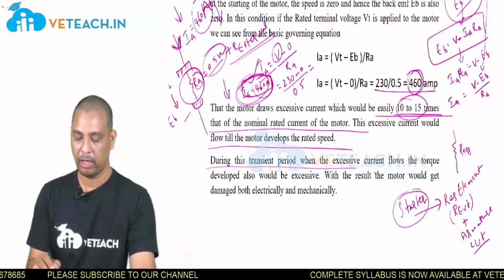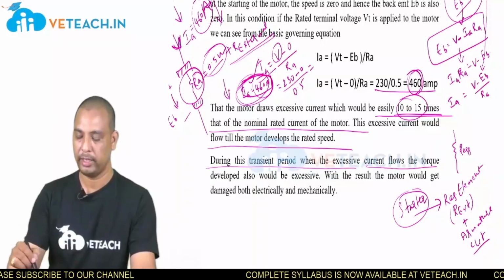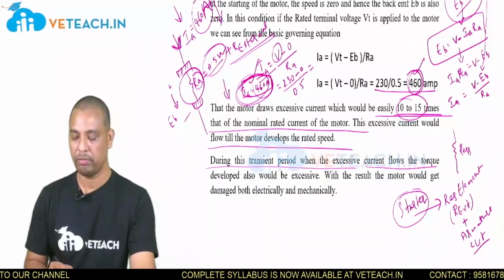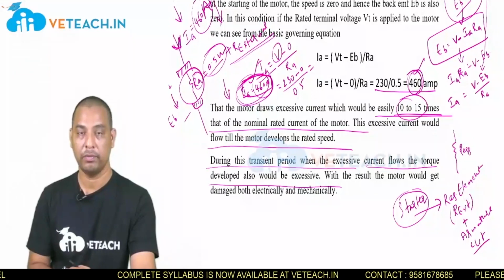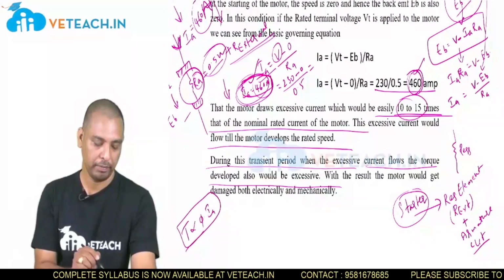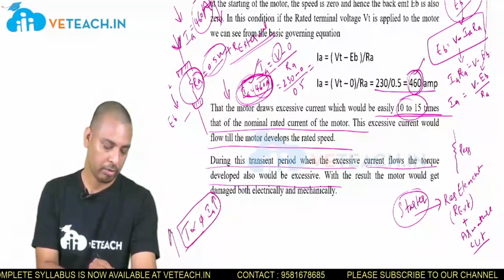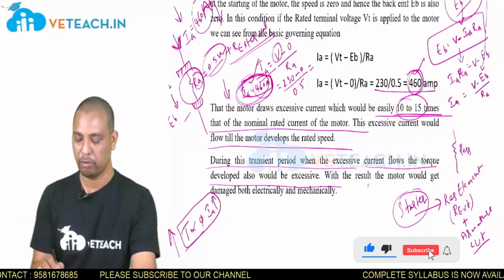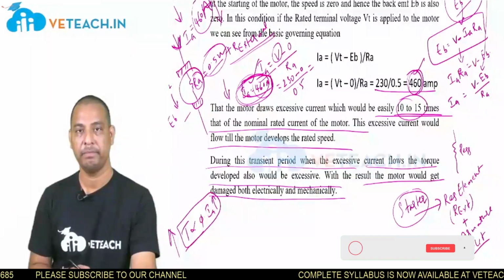When excessive current flows and it is not limited, the torque developed is also excessive. Why? Because torque is proportional to phi into Ia. This is the equation we have derived. So if Ia increases, the torque is also going to become excessive. Therefore, the motor would get damaged both electrically and mechanically.